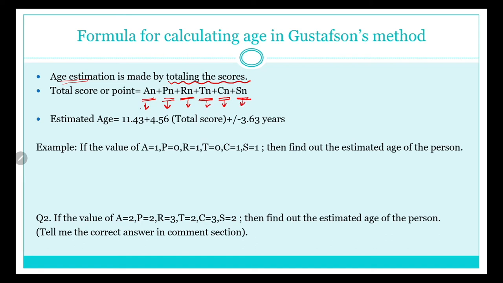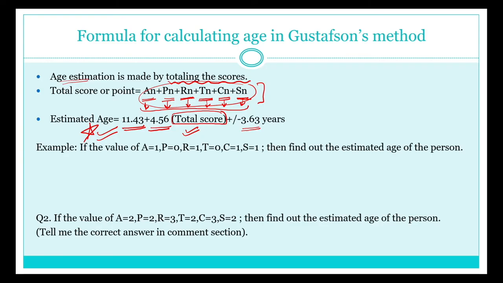Alright, these scores have to be added up, and this score is to be kept over here in this formula, that is in the total score area. So basically the formula that is used is 11.43 plus 4.56 into the total score that we will be getting from here after the proper examination of the tooth, plus minus 3.63 years. So let's try to find out with the help of an example.